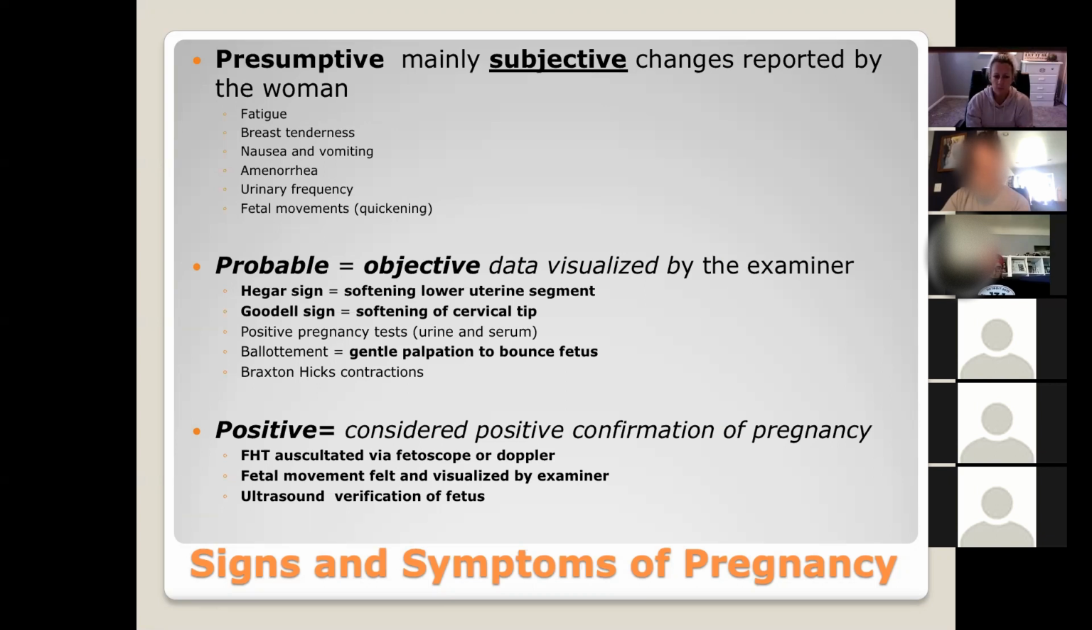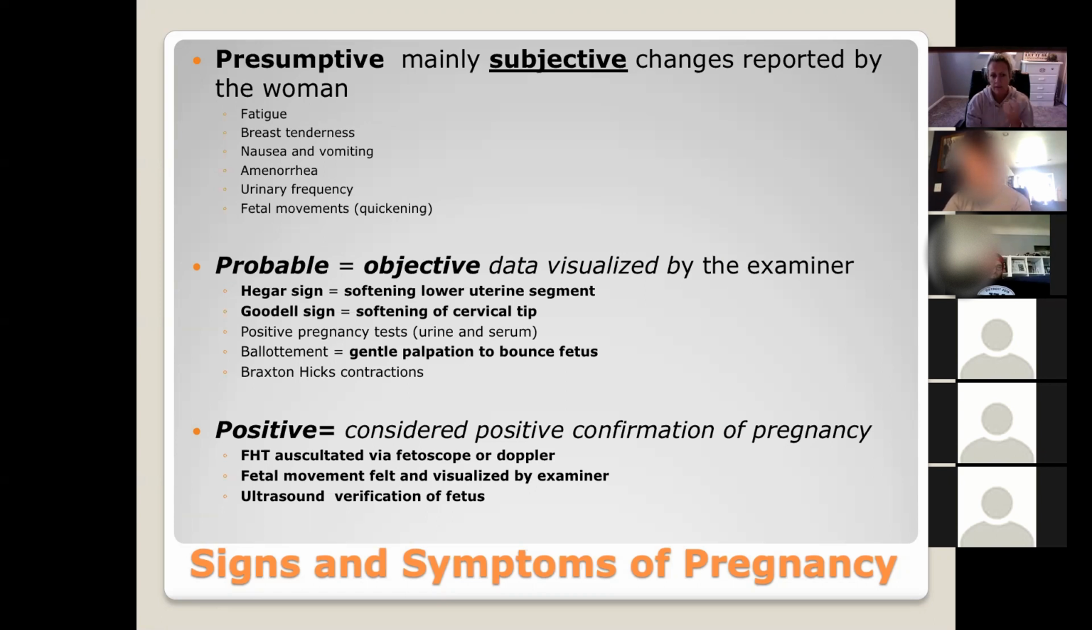And then we can move to probable. So it's a little bit higher chance that maybe the woman is pregnant, but still not a definitive diagnosis. So probable is more objective data from the examiner. Okay, so that's the difference between the presumptive and probable, is that subjective and objective data. The probable data requires an exam. So most of these are obtained through a vaginal exam by the examiner.